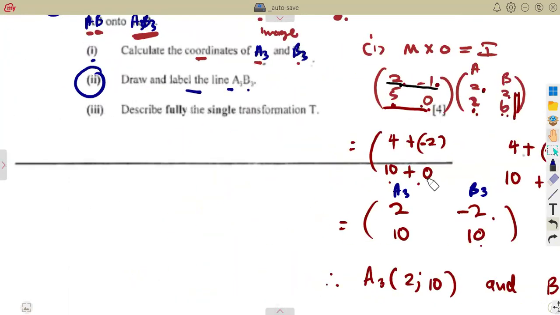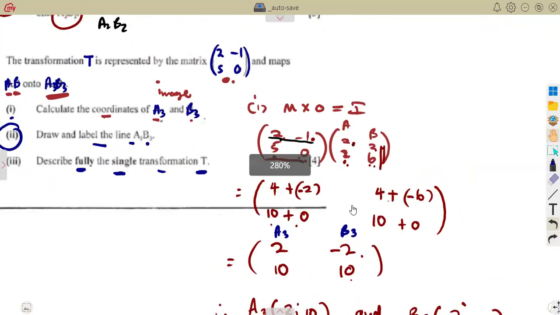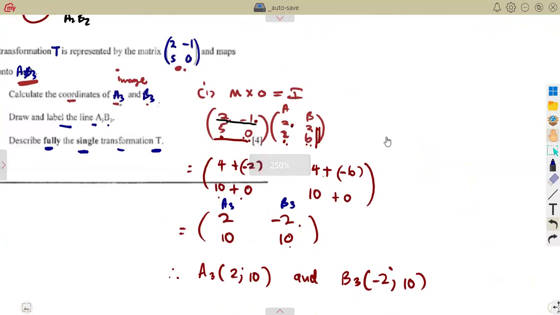Then after that, describe fully the single transformation T. Remember, T is the transformation which mapped AB onto A3, B3. And this is the matrix that you are given. If, guys, you do know this matrix, you are going to simply describe it. But, guys, like I said, we never had a presentation of a certain transformation of this format, these two numbers being different like that. No, we do not have. If you have any, just update us. Maybe we're going to work with that. We do not have.